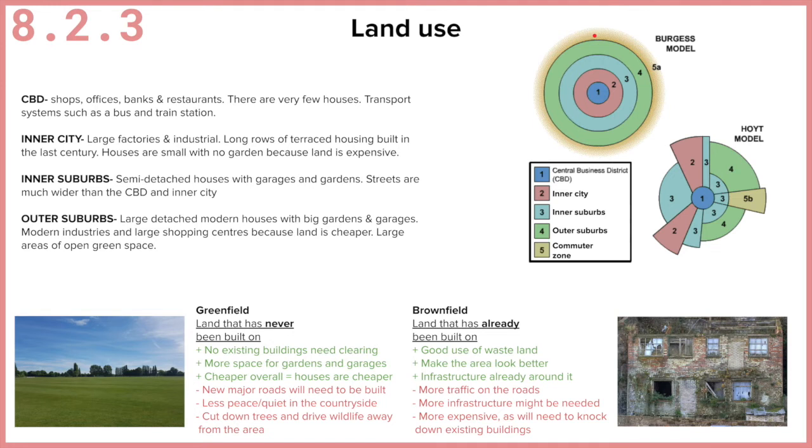Now, people like it because there's no existing buildings to clear, so it's cheaper. There's more space, so if you're building houses, you're going to have really big gardens, bigger housing. But overall, it is going to be cheaper as well, because the area on the outside of the city is cheaper land. So it's easier to buy, to build on, but also it's cheaper for people to buy the houses that's being built.